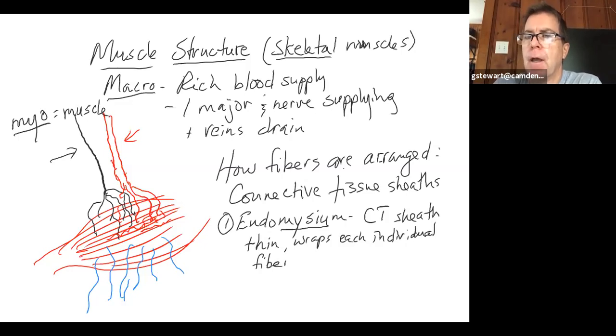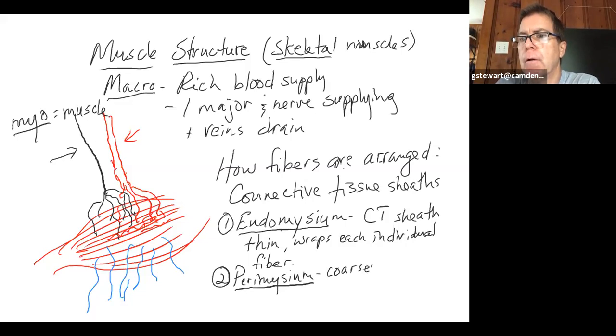Okay? And then I need to call up a new board, so I'm running out of room. There's 3 of them. Then perimysium. Let me write this out and then I'll go to my new board. So we have endomysium, a thin, delicate connective tissue wrapping each individual fiber. Perimysium is a bit coarser. So I'm going to write coarser CT that wraps several muscle fibers into bundles.